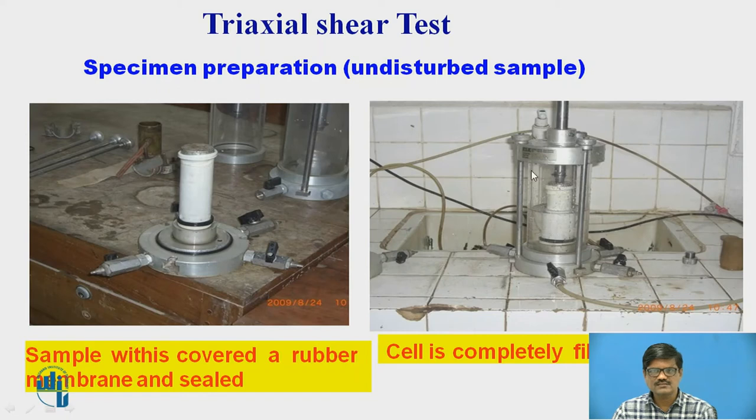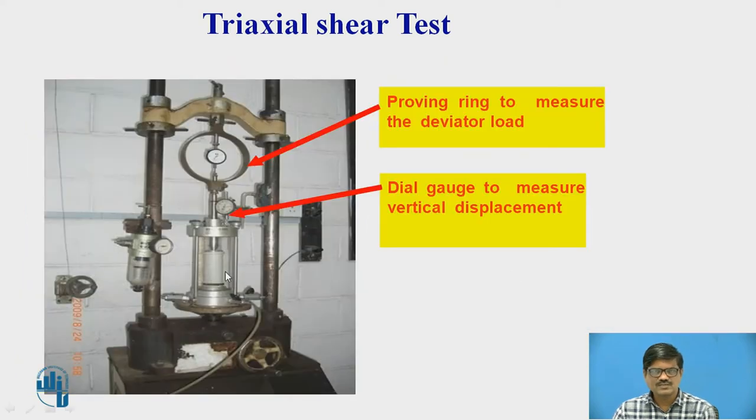You can see this mold, which is partially filled with water. Then this complete portion is to be filled with water, and you can see some arrangements here. These arrangements are to develop the pressure and to measure the pore pressure which is developed. This is a typical setup where you can see the mold already placed here, and the soil sample is here at the center. And then we start the machine.